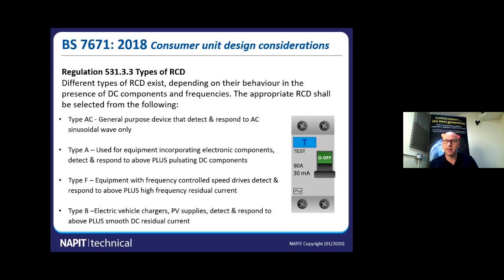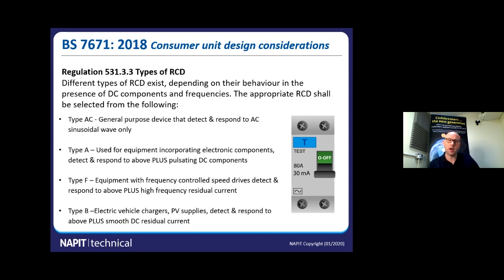So next on the list is a type A, and a type A device is used for equipment that incorporates electronic components, and it detects and responds to everything that a type AC device will do, plus pulsating DC components. So it's one better than the type AC. Next up, we have the type F, and this one is for equipment with frequency controlled speed drives, and it detects and responds to everything that a type A and a type AC will do, plus these high frequency residual currents. And then next up, we have the type B, and type Bs are often used for electric vehicle charging. It may be PV supplies, depending on what inverter is installed, and these detect and respond to everything that the AC, A and F do, plus they also respond to DC residual currents.